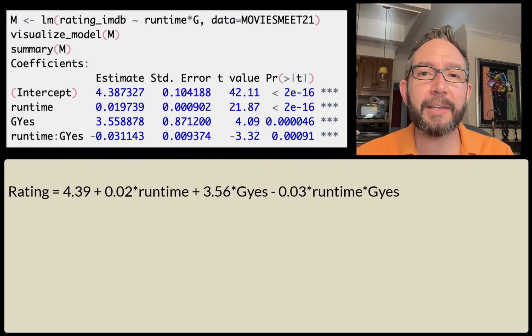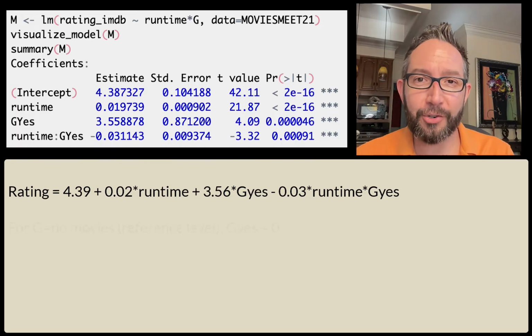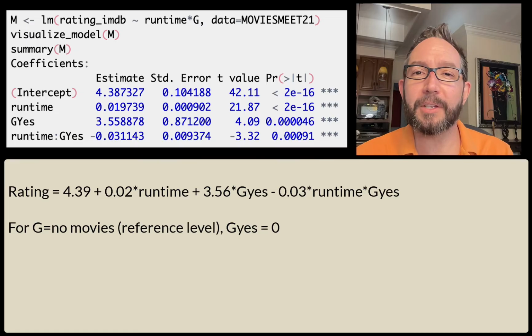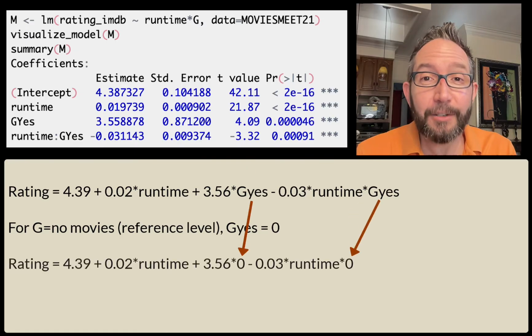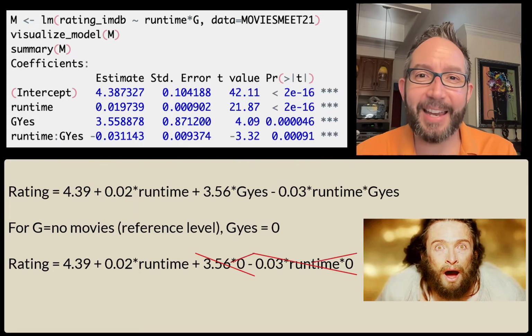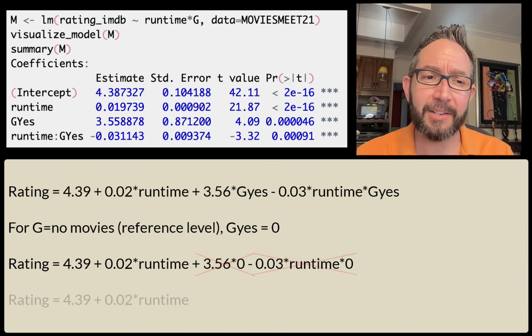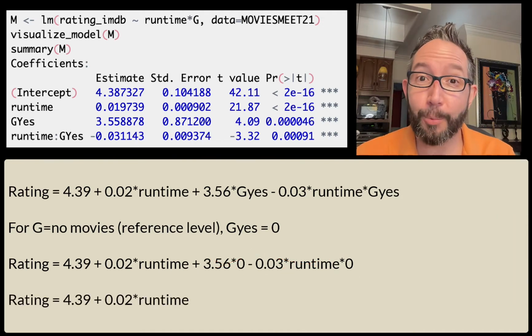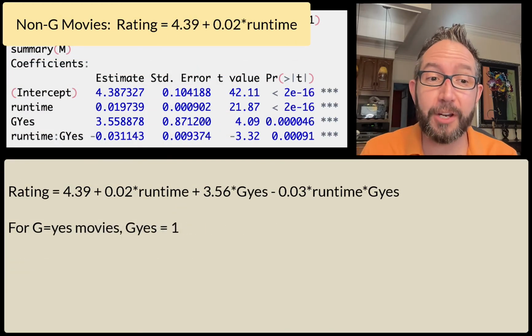So let's recover the implicit regression equation. Let's find the regression equation when our indicator variable equals 0, in other words, for non-G-rated movies. Plugging in 0 for G yes in this case, we get this glorious cancellation. Anything times 0 is 0, so the equation very quickly simplifies to just rating is equal to 4.39 plus 0.02 times runtime.